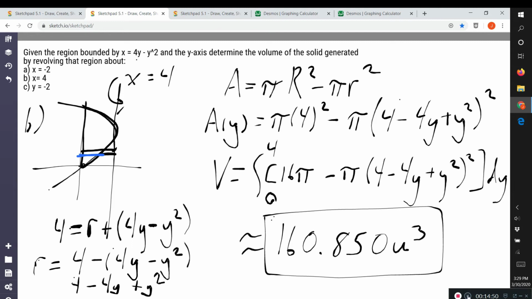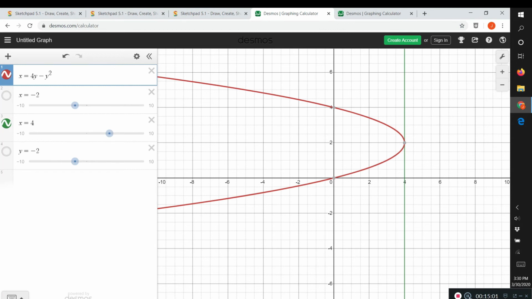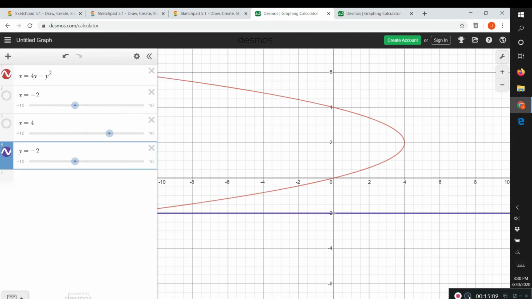All right, let's do part C. Part C is revolving around the line y equals -2. This is going to get a little tricky because we're rotating in a different direction now. Y equals -2 is a horizontal line. And so if we look at that horizontal line, we're going to run into a problem that the variables we're working in don't match our axis of rotation. And in that situation, we're going to switch to the shell method.